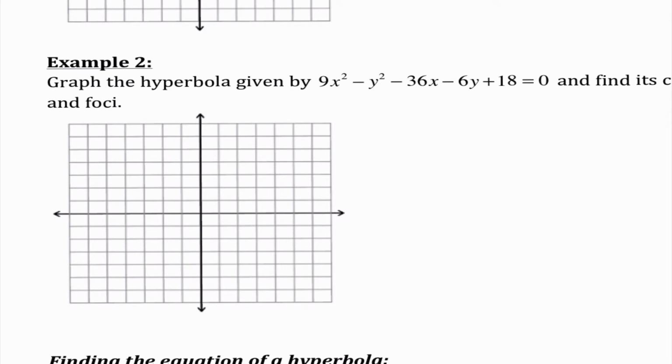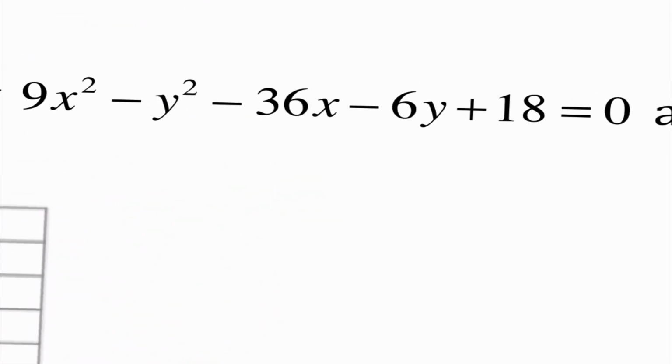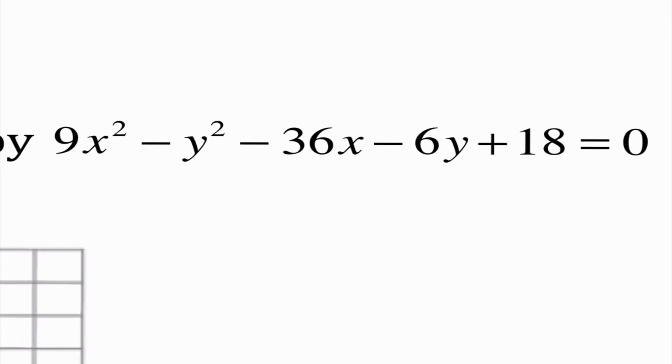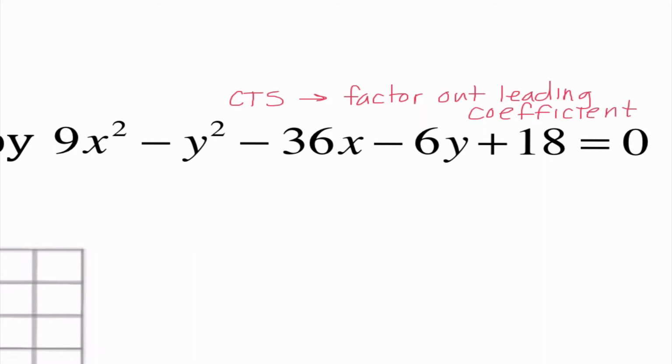So it says graph the hyperbola given by this giant equation. So the first thing that I see here is that we are going to need to complete this square. And when we're completing this square, I need to remember to factor out the leading coefficients. And the reason why I'm saying that here is because I notice that I have a leading coefficient on x squared. So I'm going to start by grouping my x terms together. And then I'm also going to group my y terms together.